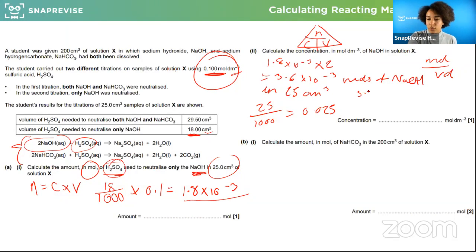So our moles, 3.6 times 10 to the minus 3, divided by the volume, which is 0.025, which is equal to 0.144. So that is our concentration. Yes, well done, Leah.